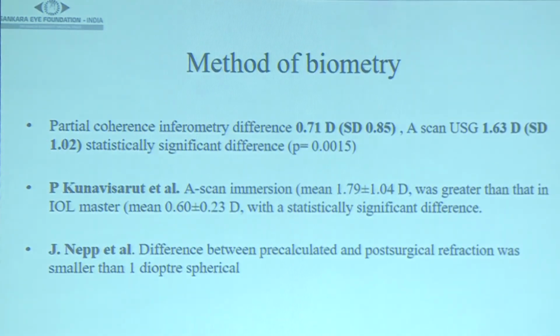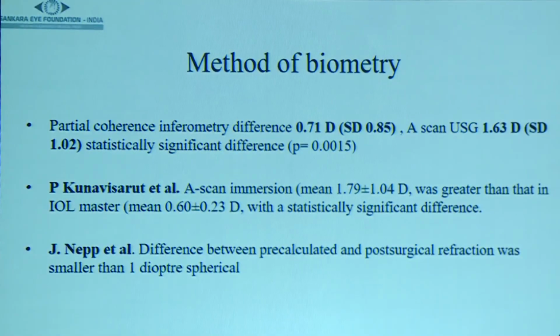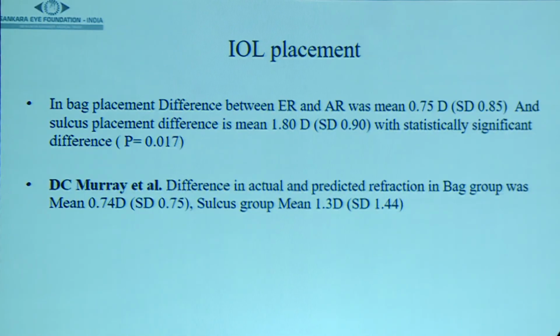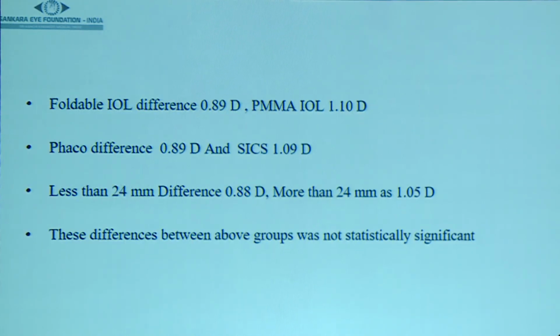While comparing the method of biometry, in the partial coherence group the difference was 0.71, while in the A-scan group it was 1.63, and it was statistically significant. This was also seen in other studies. When we compare the IOL placement, for patients in which the IOL was placed in the bag, the difference was 0.75, and in sulcus placement, the difference was 1.8, and this difference was also seen in other studies. When we compare foldable with PMMA IOL, phaco with SICS, and myopic and non-myopic eyes, the difference was not significant.